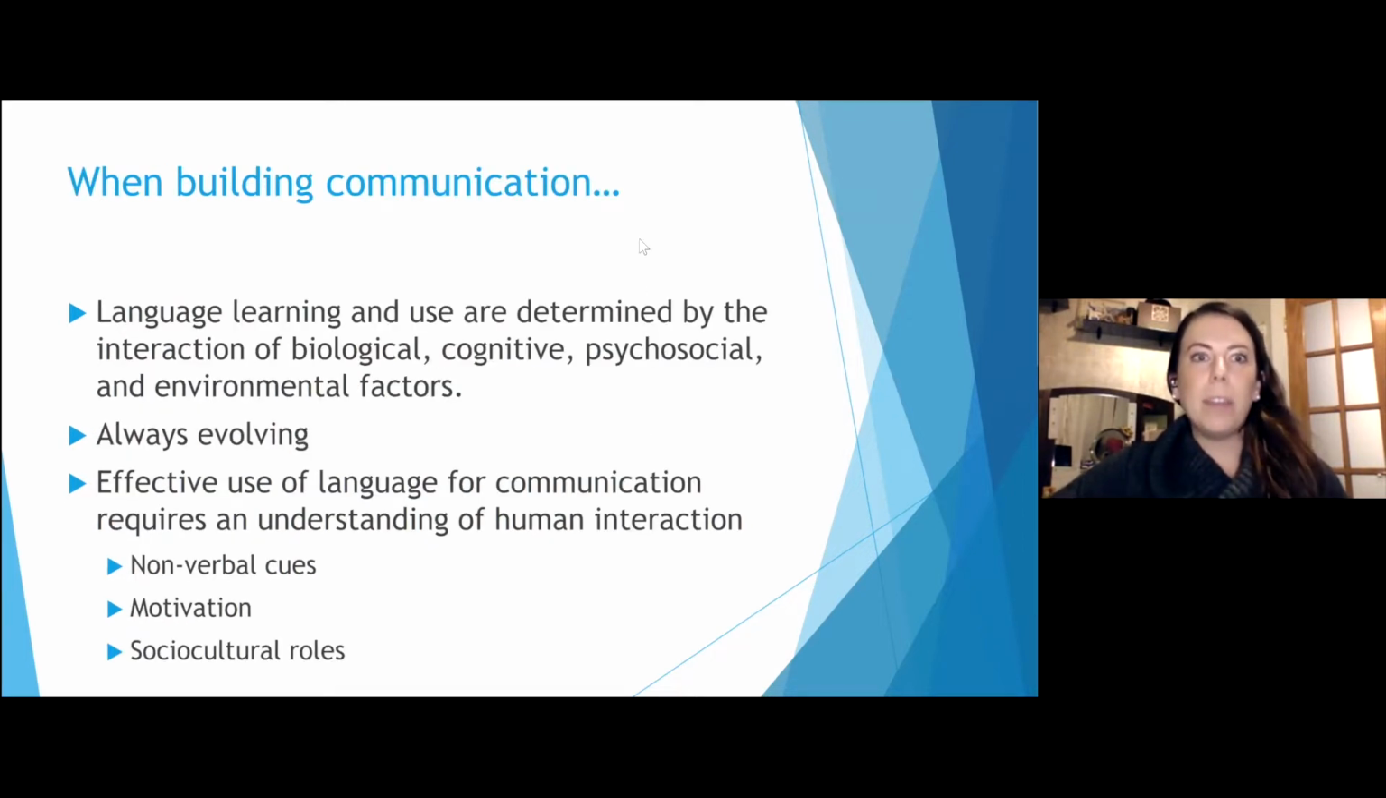So when building communication, we are thinking about and wanting to keep in mind that language learning and use are determined by the interaction of biological, cognitive, psychosocial, and environmental factors. Everything that we are doing around us is affecting the way that we are communicating, and it's going to evolve. Communication and language are always evolving.